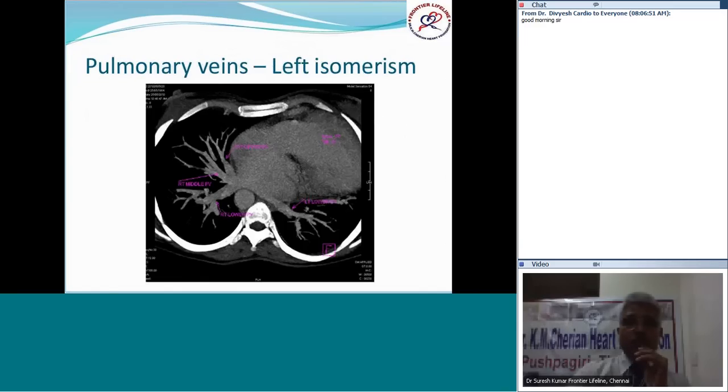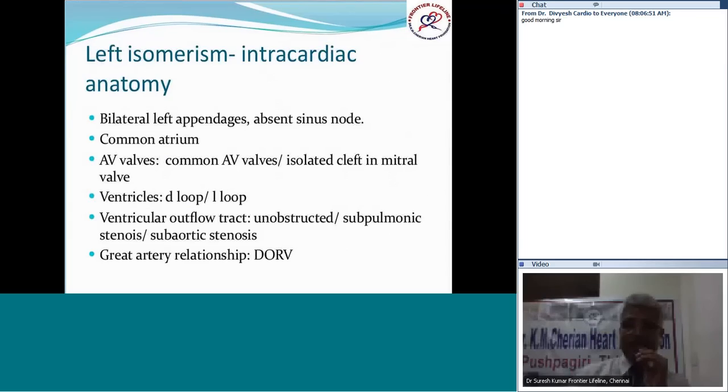In the CT image, here is the common atrial mass. Here are the right-sided pulmonary veins. You can see that they are joining the right corner, while the left-sided pulmonary veins are joining the left corner. So we say that they are joining the ipsilateral atria.